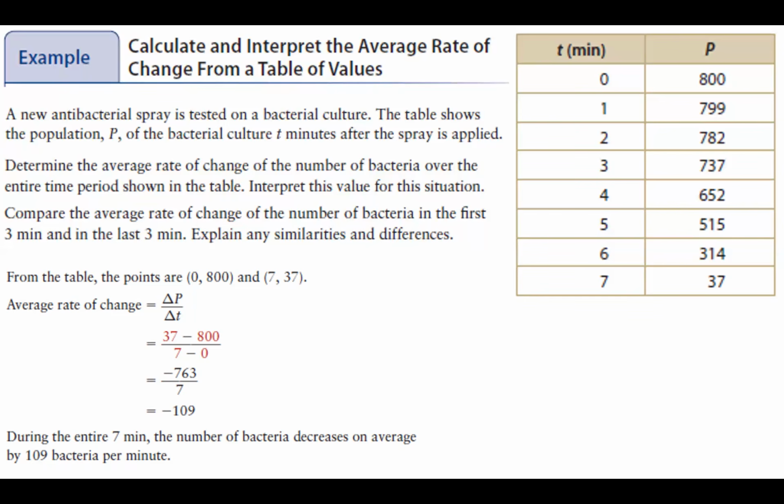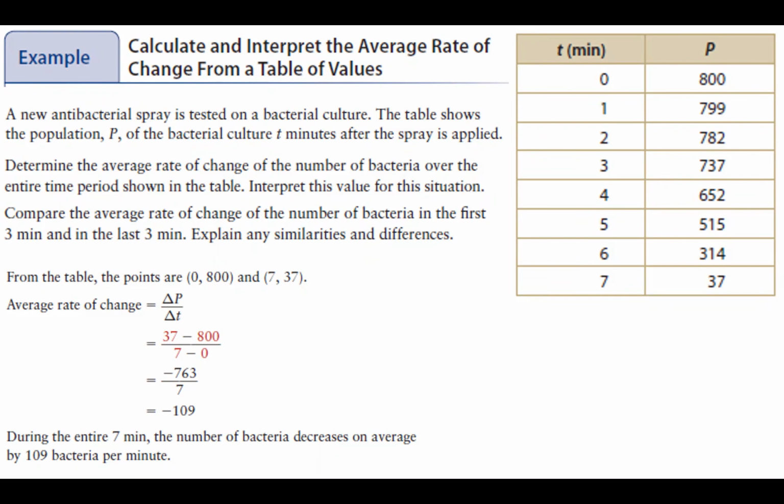So the average rate of change is delta y over delta x. So in this case, it's delta P over delta T. Delta P is the difference between the dependent variable. Delta T is the difference between the independent variable. Understand? Then we can plug the numbers in. Delta P is 37 minus 800. Delta T is 7 minus 0. Then this gives us minus 109.